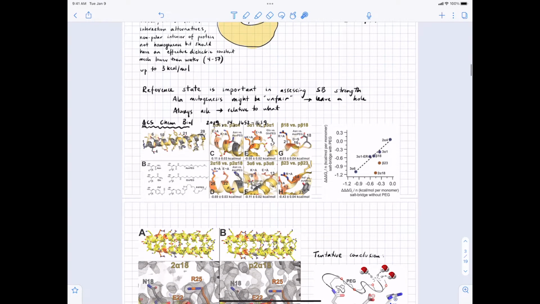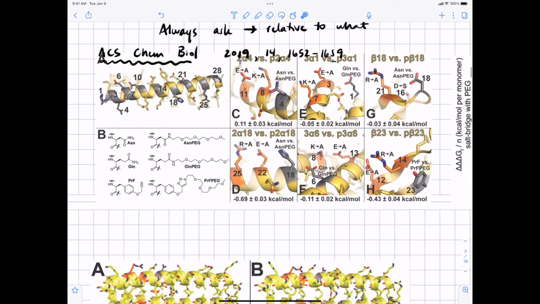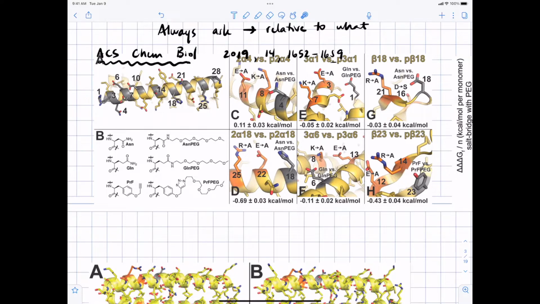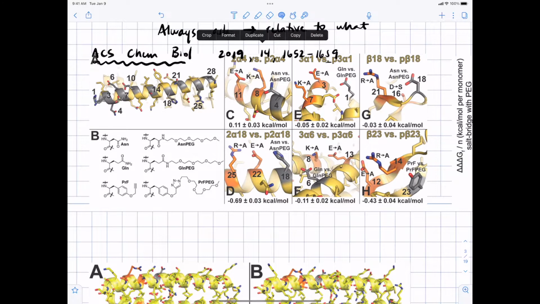So what I'm showing you here is work that we did a few years ago in a paper in ACS Chemical Biology. The reference is boring and doesn't matter. Anyway, I just want to erase that so that we can see.